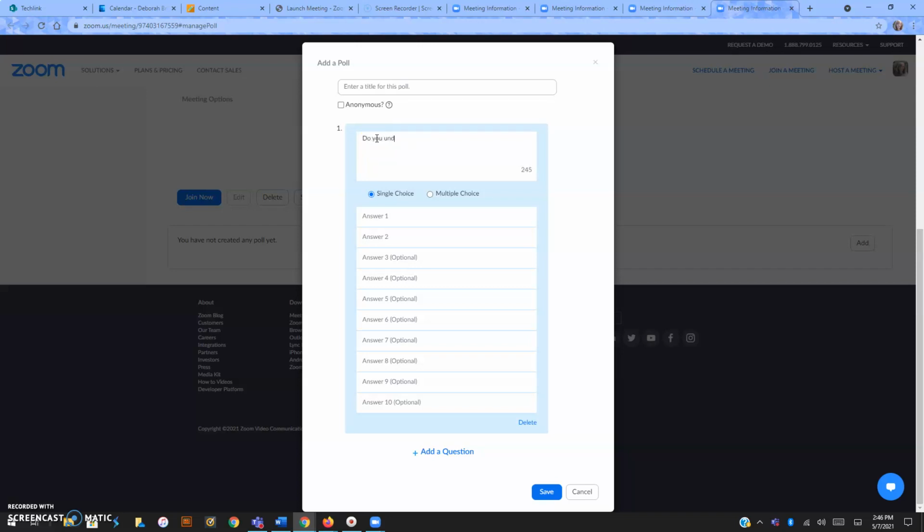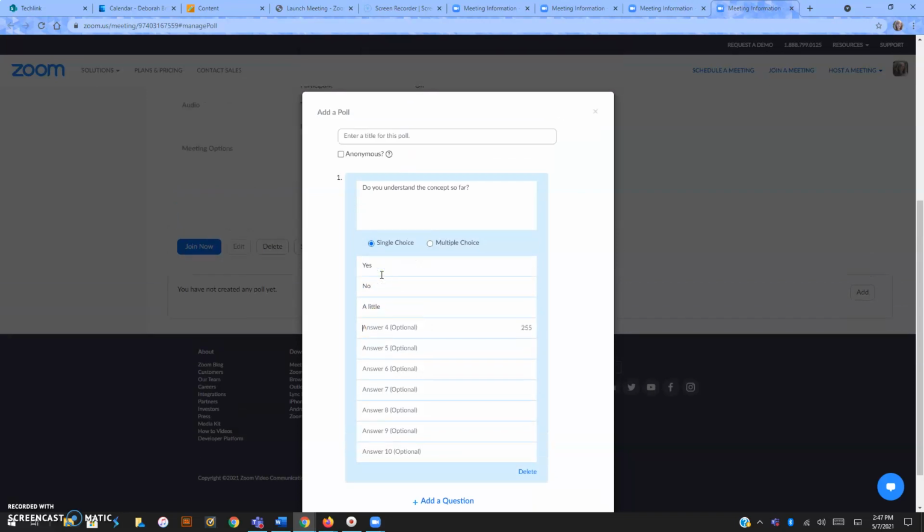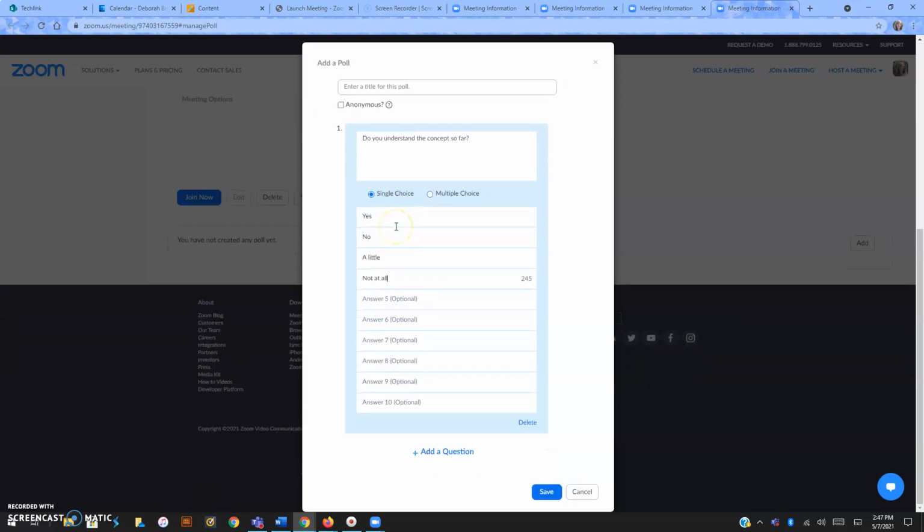So do you understand the concept so far? And my possible answer choices are yes, no. You'll just type in as many answer options as you want. A little, or not at all. I can also allow, if I had the type of question where there was more than one answer, I could allow multiple choice, and I would select that bubble. But this is a single choice question, so I'm going to leave that alone.